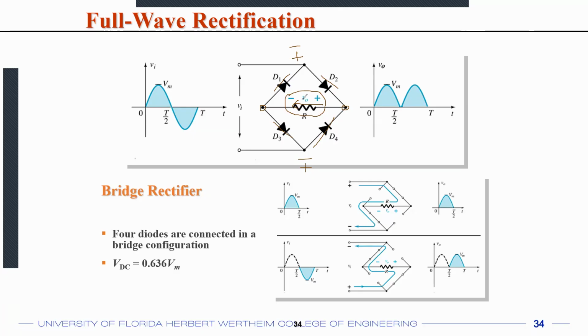And in a realistic scenario, there would always be a drop from each of those diodes. So there would be a 0.7 volt drop from the first diode, a 0.7 volt drop from the second diode. So you lose some amount of the signal. How would it look like?